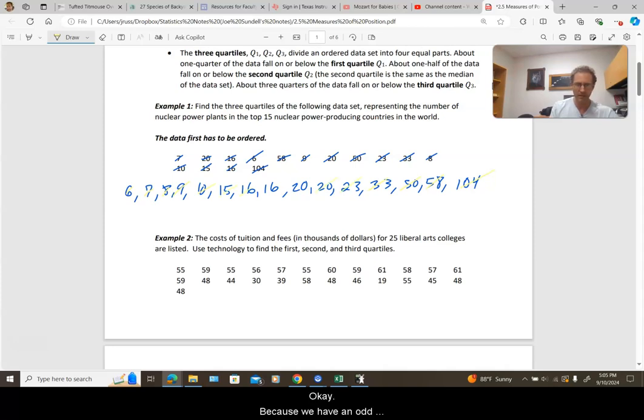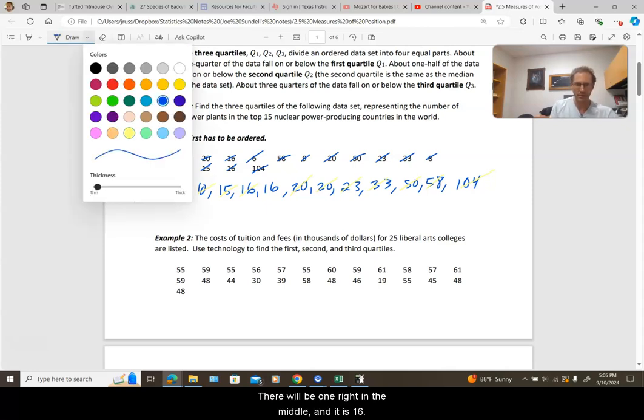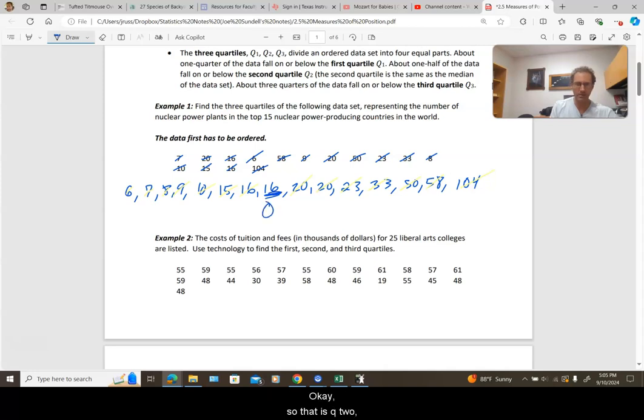Okay, and because we have an odd numbered data set, there will be one right in the middle, and it is 16. So that is Q2, also known as the median. Now what you can do from there is look and see which value is in the middle from that point. So you could start marking these off again. So here's 6 and 16, 7, 15, 8, and 10, and so it looks to be about 9. So I'm going to say 9 is the first quartile.